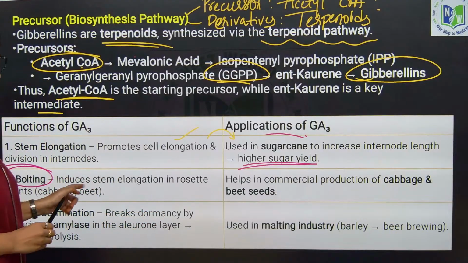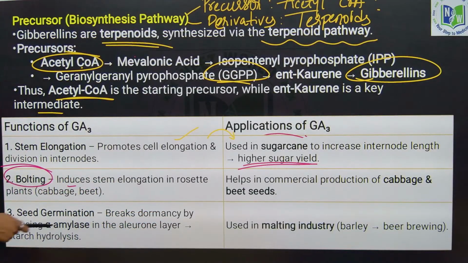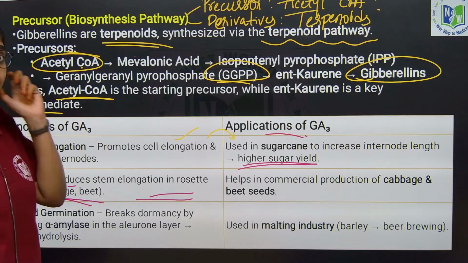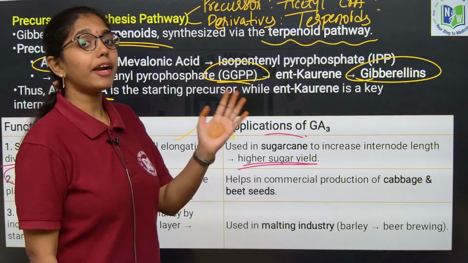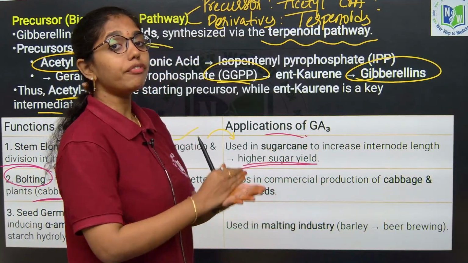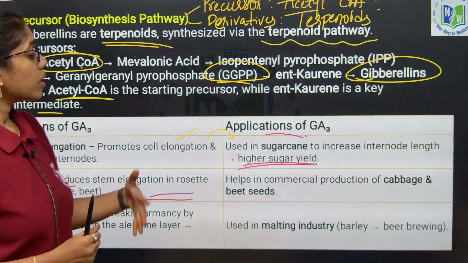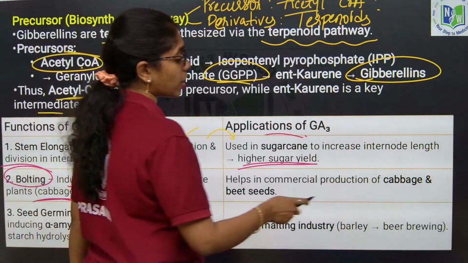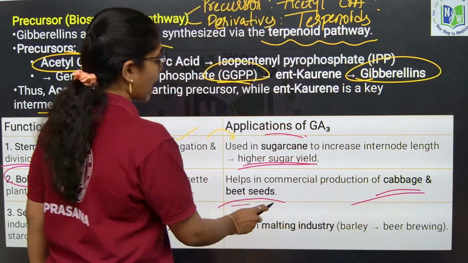So, here if you see bolting, this induces stem elongation in rosette plants, wherein gibberellic acids are applied prior to flowering, and post flowering and post fertilization, the product will be of huge size and shape. This helps in commercial production of cabbage and beet seeds.